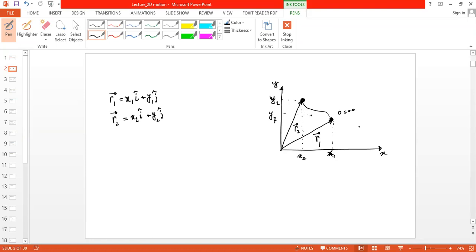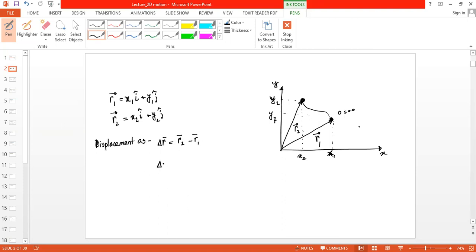Now, how should the displacement be defined? Displacement is just equal to the difference in position: final position minus initial position. Let's say the displacement is delta R. It is defined as R2 minus R1. This is a vector quantity.